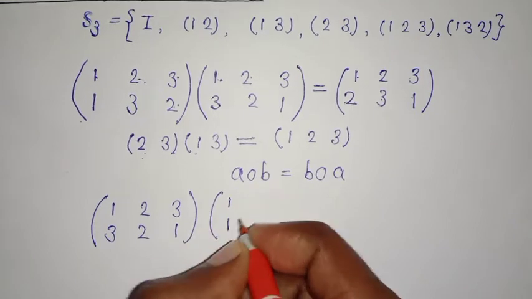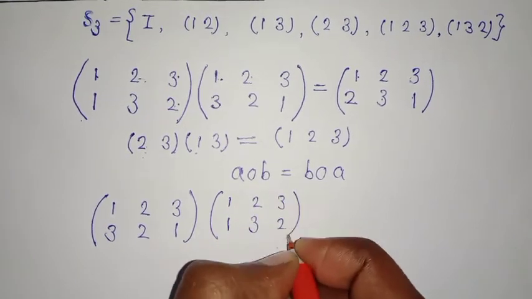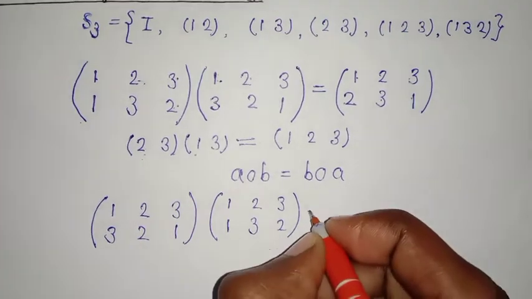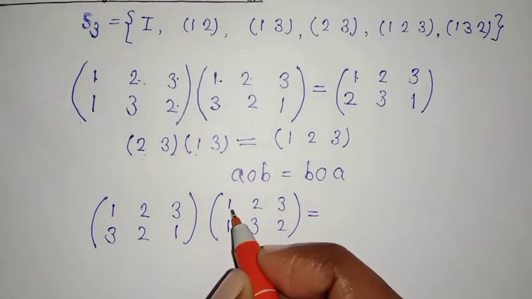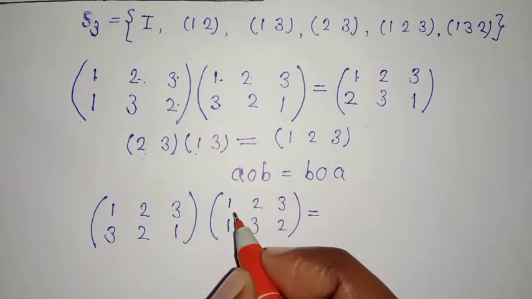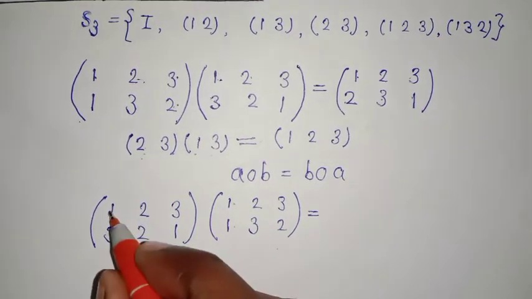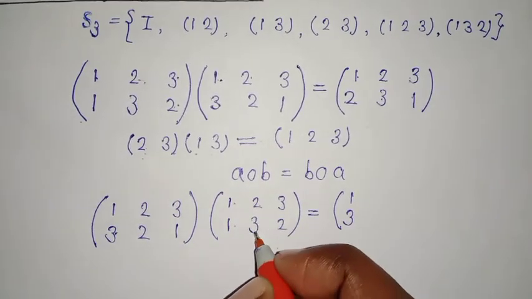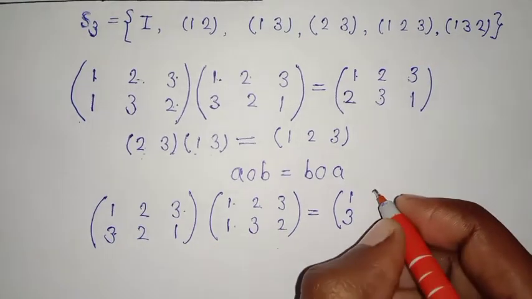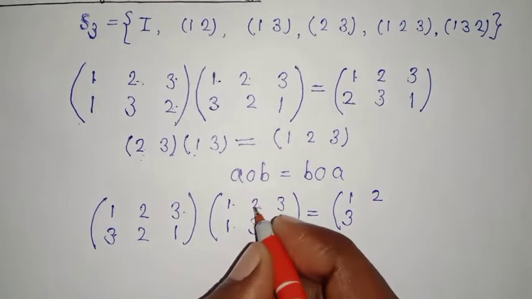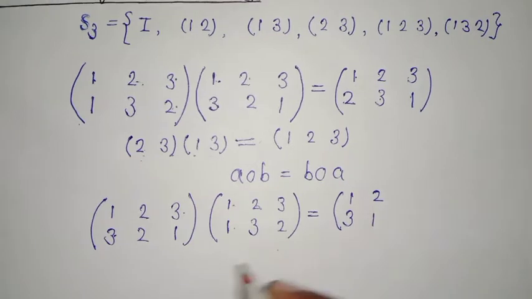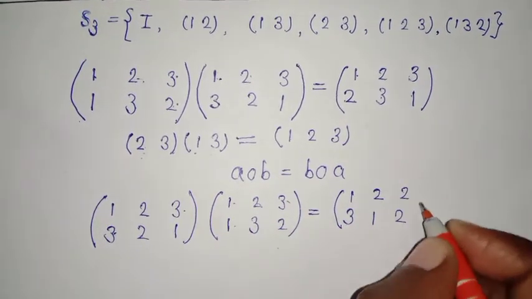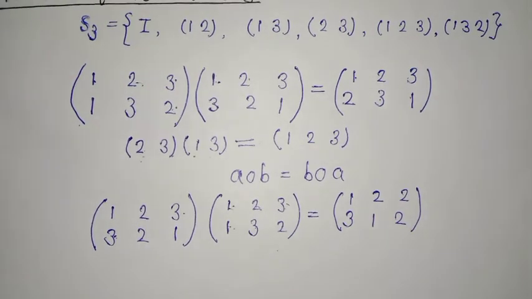1 is going to 1, 2 is going to 3, 3 is going to 2. So I have written the same permutations, but I have just changed the position of the permutations. If we take the product from right to left, then 1 is going to 1 and 1 is going to 3 here. So 1, 3. 2 is going to 3 and 3 is going to 1 here. So 2, 1. 3 is going to 2 and 2 is going to 2. This is 3.